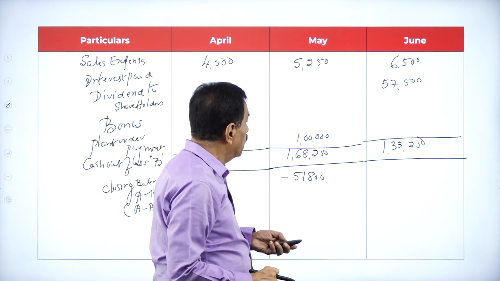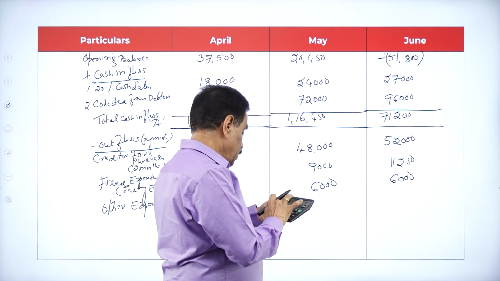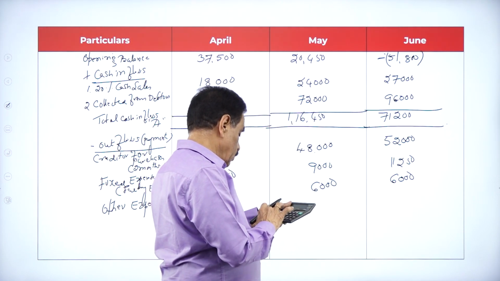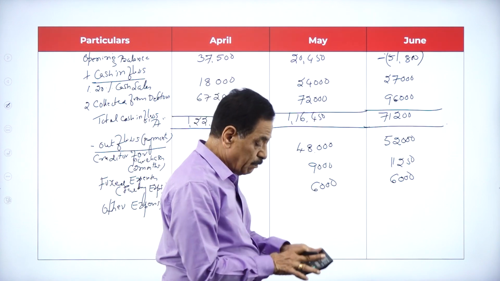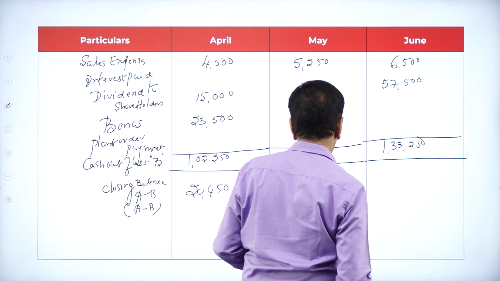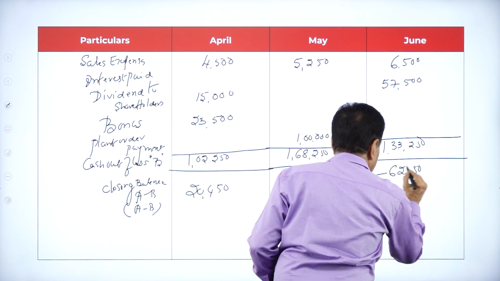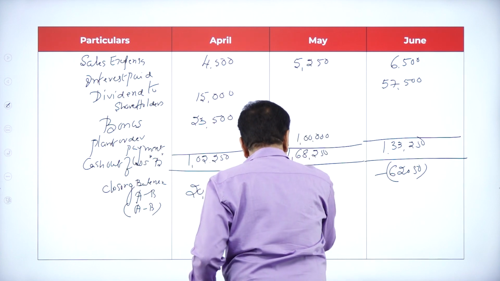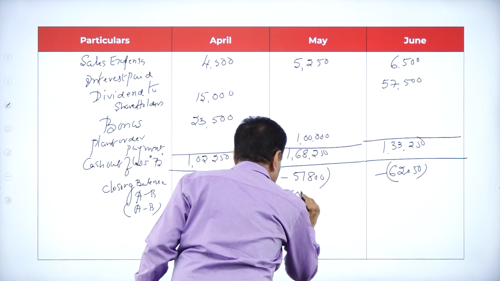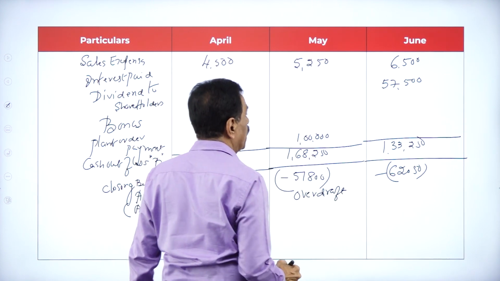Come back here. Minus 71,200. So minus 62,050. Minus 62,050. So they have enjoyed the overdraft facility because payments are more.